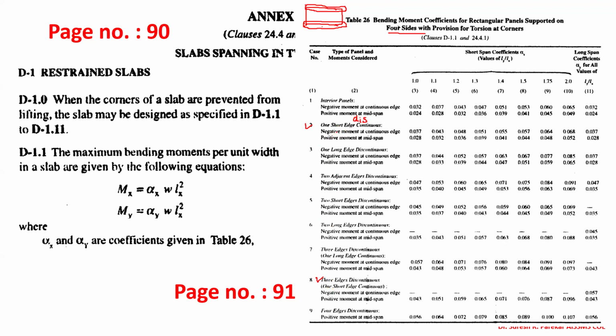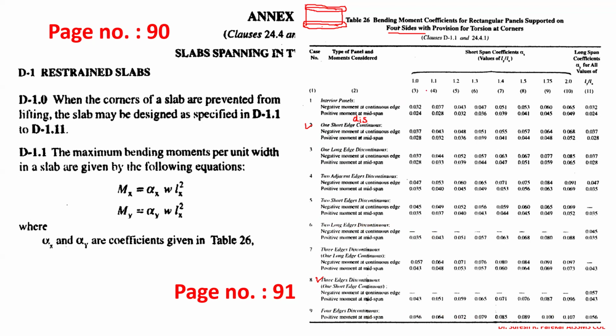So here we have three edges continuous in 2, and in 8 we have three edges discontinuous, and last, all 4 edges discontinuous. So we have all 4 edges discontinuous in this, and therefore you do not have any negative moment, because as these are discontinuous, we do not have value. Whichever edge, now you can see two long edges discontinuous, so we do not have bending moment along this.